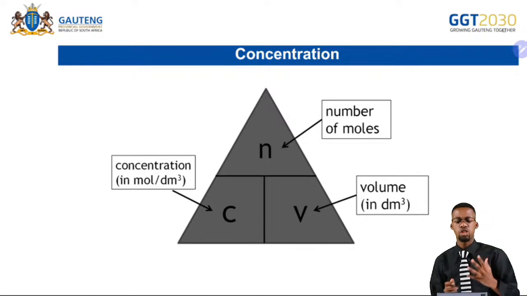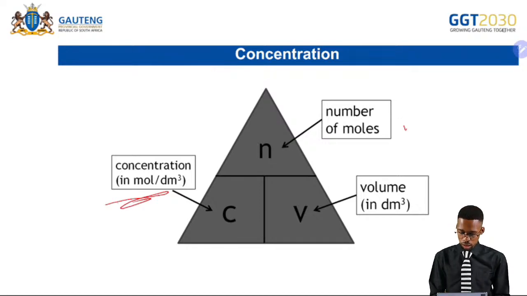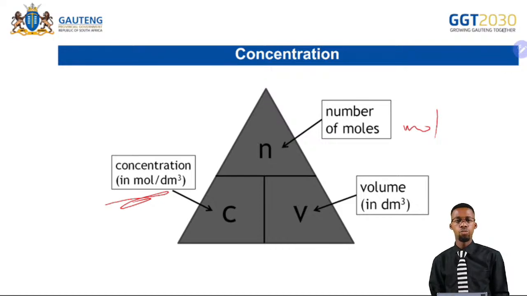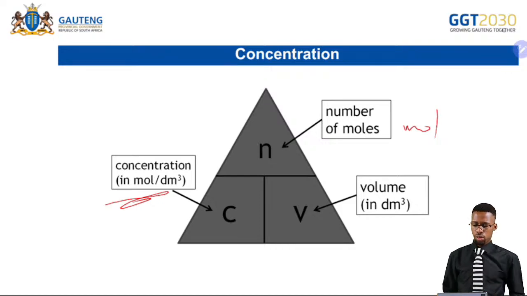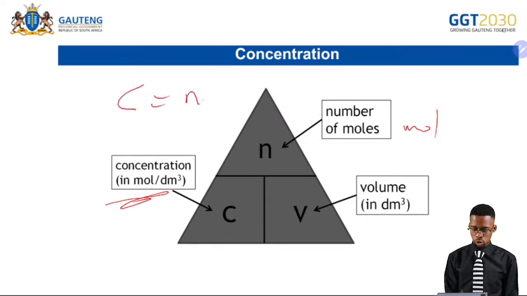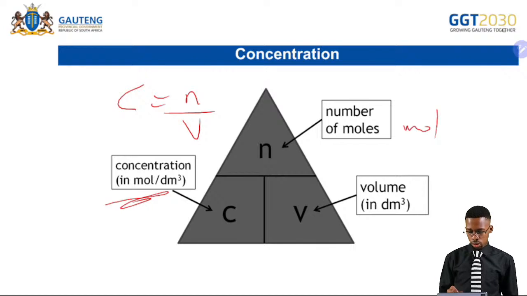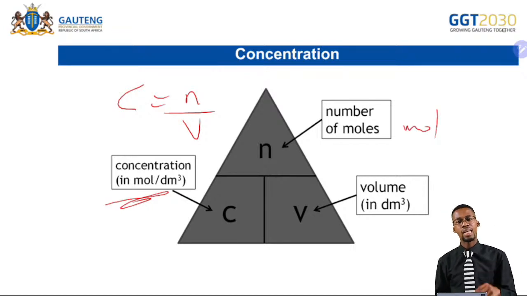So when we talk about concentration, it must involve these 3 concepts: concentration, number of moles, and volume. They form this triangle relationship. Concentration in mole per decimeter cube, moles in mole, and volume in decimeter cube. Concentration is equal to number of moles divided by volume. You can be required to calculate for volume, provided that you are given the concentration and number of moles. You can calculate number of moles if you can find concentration and volume. So that is why we say that they form a triangle relationship.